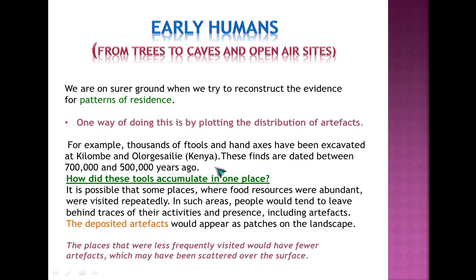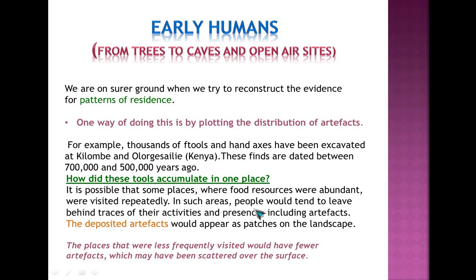And one particular question that must be running in your mind is, how did these tools accumulate in one particular place? How could you just find these things? Does that mean that they lived only in this particular place? It is possible in that way because food resources were abundant in these places. So it is natural that they gathered with their families or with their flock and animals in a particular place. And it was visited repeatedly because of the food resources.